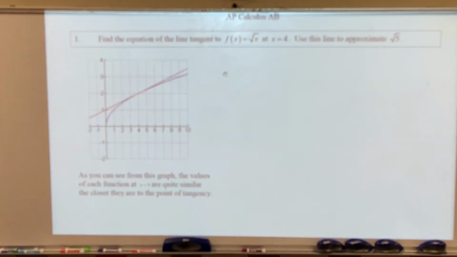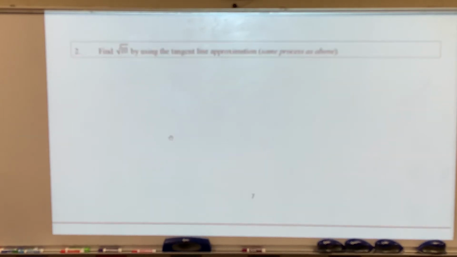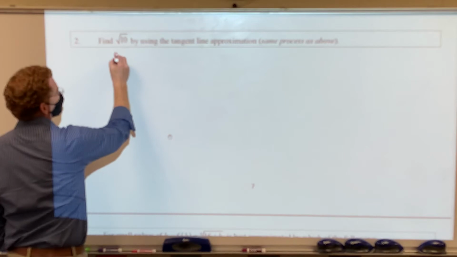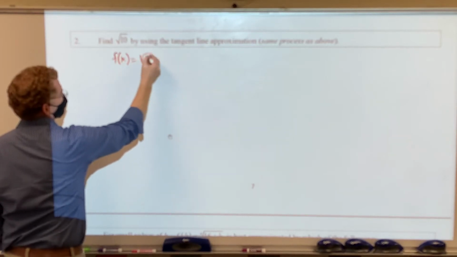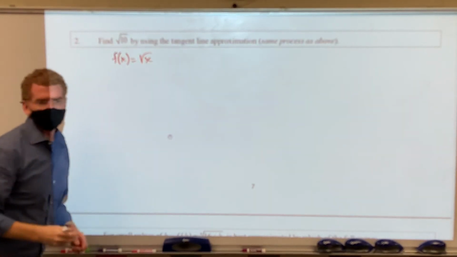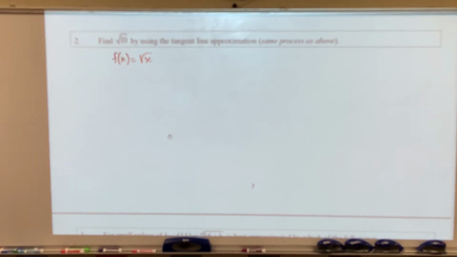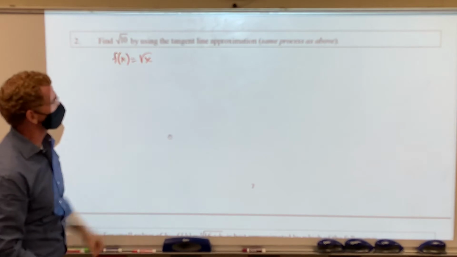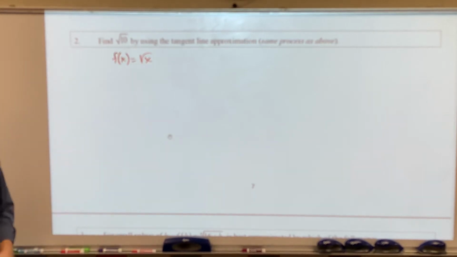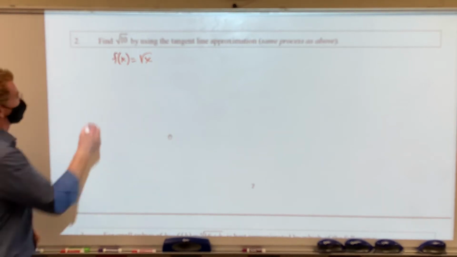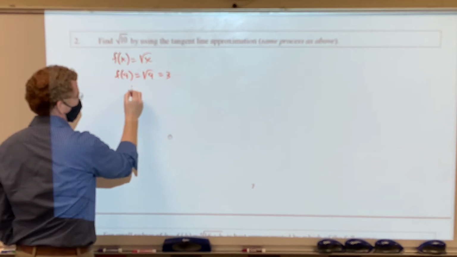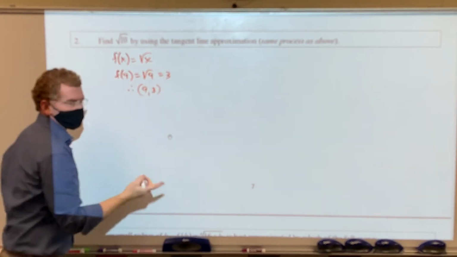All right, check out another one. This says find root 10 with the same process. So what would my function be? f of x equals root x. You'll never see it asked like this. They'll always give you a little bit more information. So if I gave you that and said find root 10 using the tangent line approximation, is there any better value? If I plug in 10, it doesn't help me, but 9 works great. So if I try 9, I get 3, so there's my point, (9, 3).